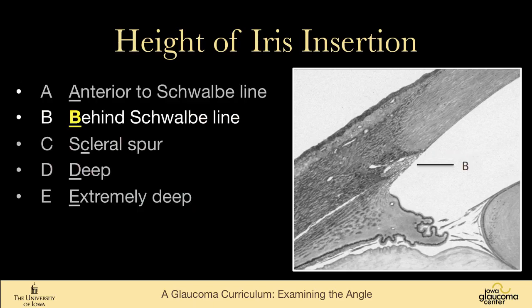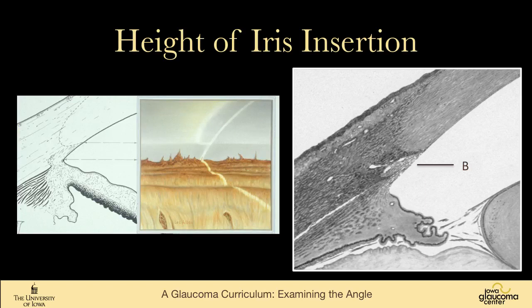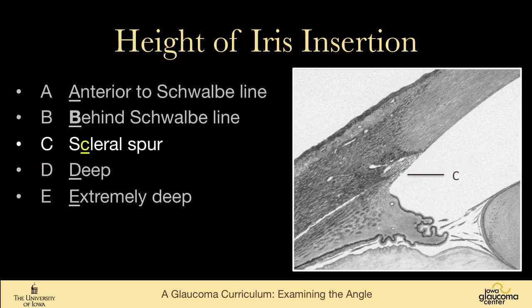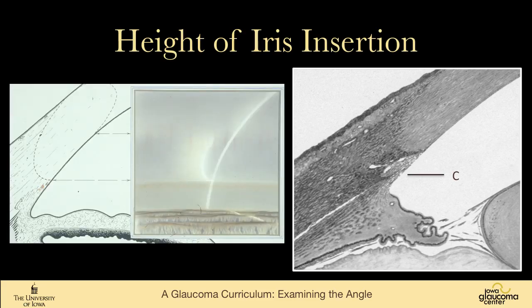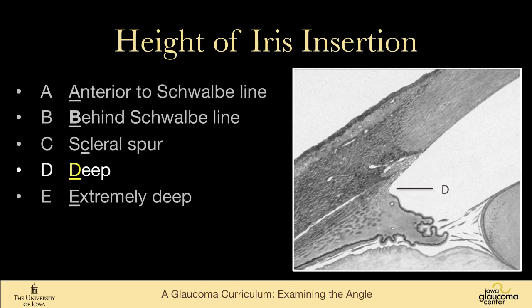B inserts behind Schwalbe line, which means it's inserting into the trabecular meshwork. And here's an example of an iris that's inserting into the mesh. And then C is that scleral spur. You can see that we use the first letter for all of these, except we're kind of cheating here using the second letter. So A anterior, B behind, C scleral spur. And here's an example. So you can see the full trabecular meshwork, but none of the ciliary body. D would be deep, inserting into the ciliary body face.